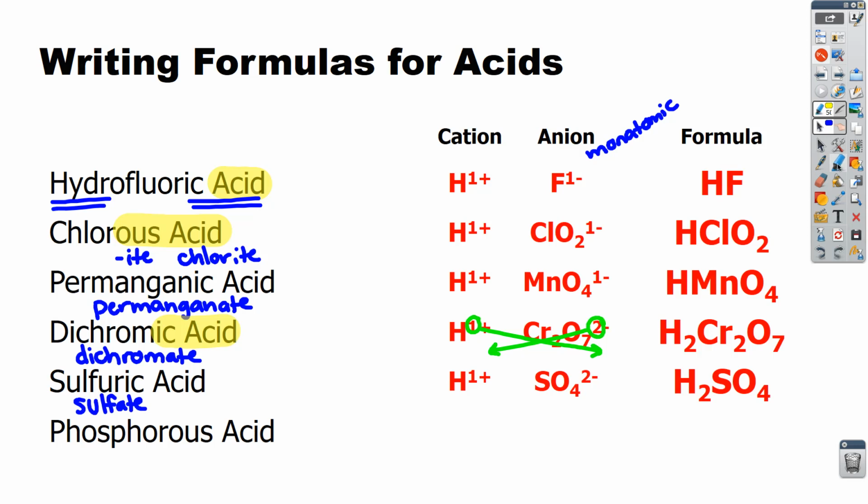Last one, I have phosphorous acid, and that ous acid is going to change into phosphite. Ous becomes an ite. I'm looking for phosphite. Because this is an acid, I know my cation is H1 plus. The chemical formula for phosphite is PO3 3 minus. Note here that I just need to cross those charges. I'm going to triple the hydrogens to cancel out that -3 on the phosphite.